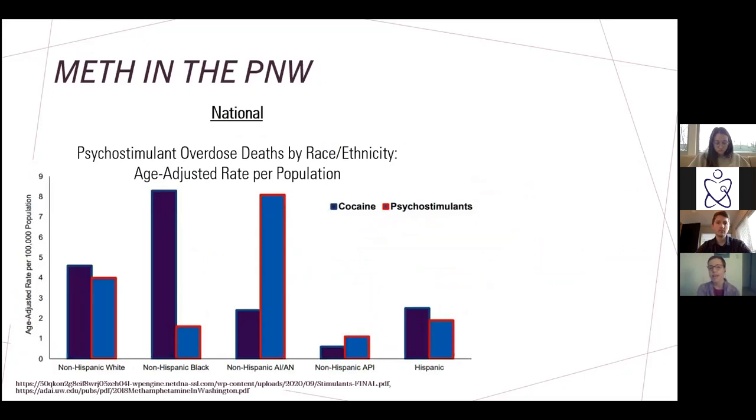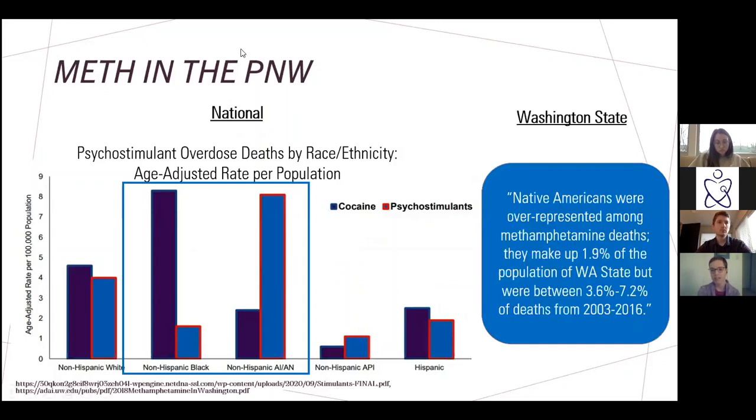And then I think, again, not a surprise that this tracks along other forms of social inequality. This is national data. If you look at the age-adjusted rate for cocaine and psychostimulants, the communities that are really disproportionately affected are Black and then American Indian, Alaska Native. And this bears out in Washington State as well. This was from a 2018 report from UW, commenting that the Native American community is about 2% of the population in Washington State, but is overrepresented in the number of overdose deaths attributed to methamphetamine.